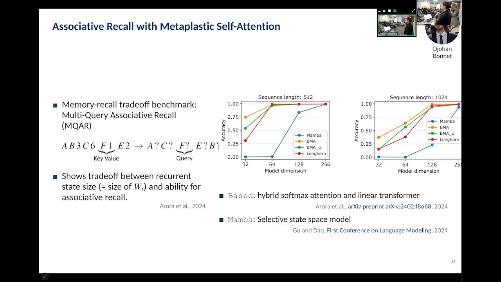Can you tell us the axis? I can tell you the axis. So the bottom axis is the model dimension, so it's how large your W is going to be. And the y-axis here is the accuracy of that recall. And so BMA and BMA-U are our methods.